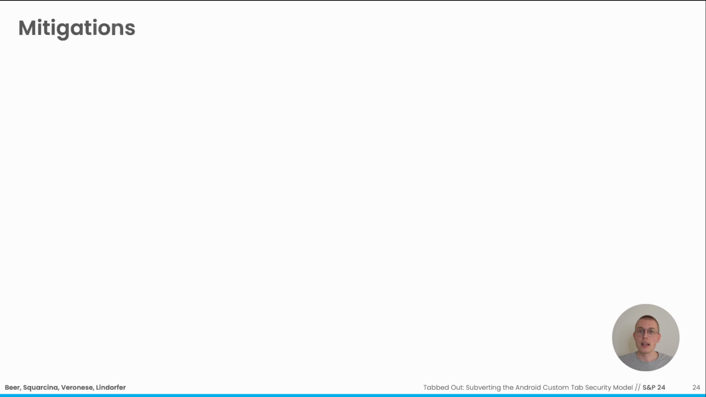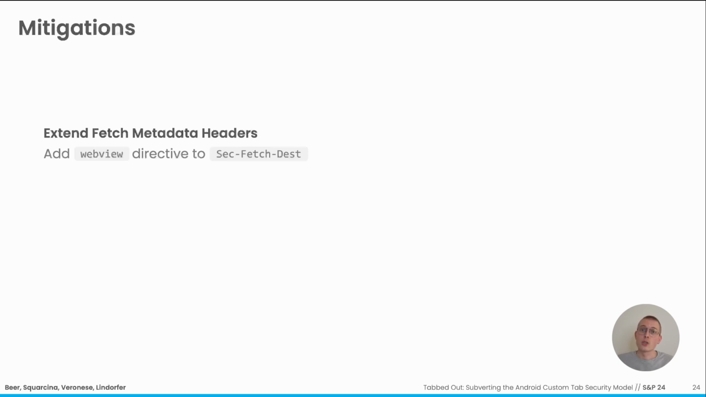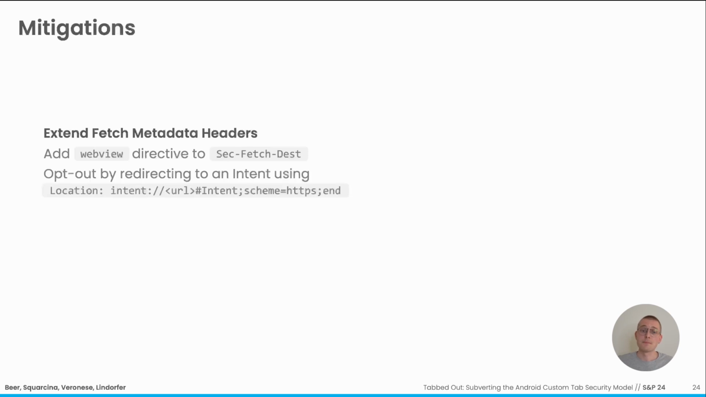Okay, so what are some possible mitigations? First of all, we can extend the fetch metadata headers. Currently there is no way for a server to know whether a request originated within a custom tab. We could inform the server about this by adding a new WebView directive to the Sec-Fetch-Dest header. The server could then decide if it should allow the website to be loaded in a custom tab or not. So for privacy-sensitive websites, the server could opt out of being loaded in a custom tab. The server could do this by answering with a redirection and setting an intent as the redirection location. This intent is then handled by the user's default browser, which opens this website. And this redirection strategy already works on Chrome.